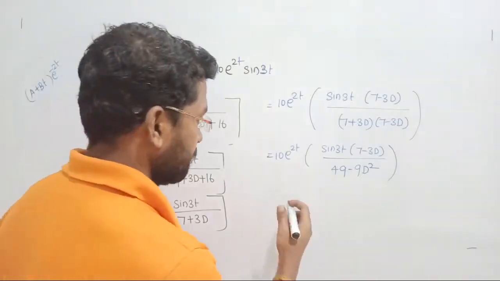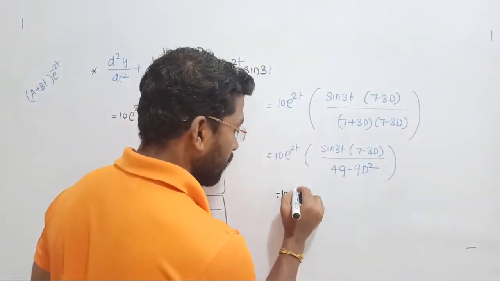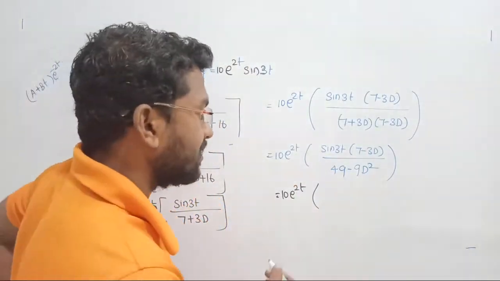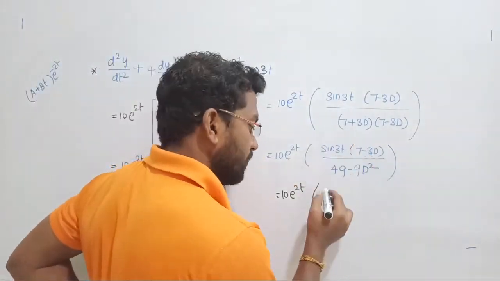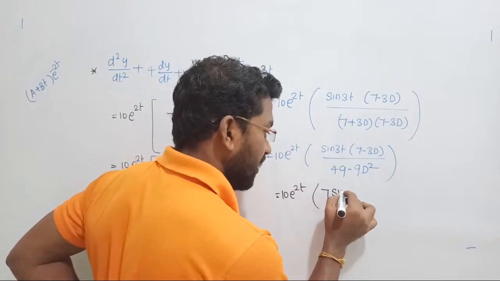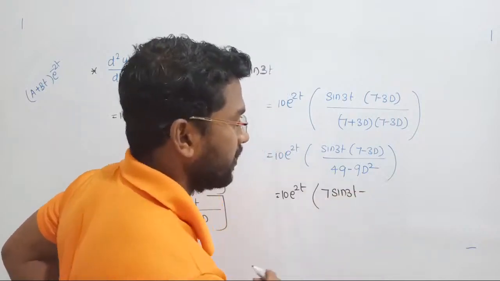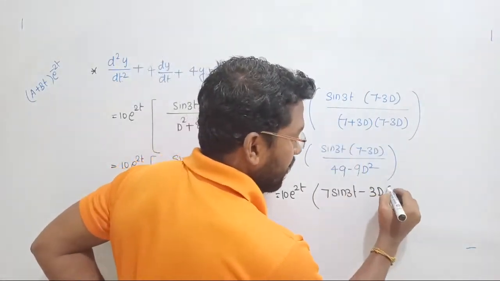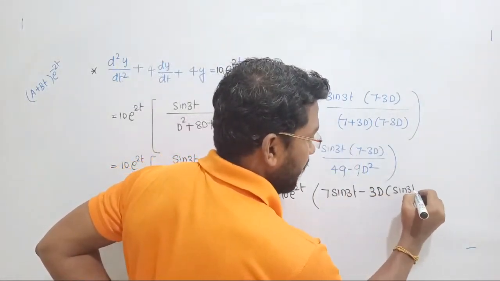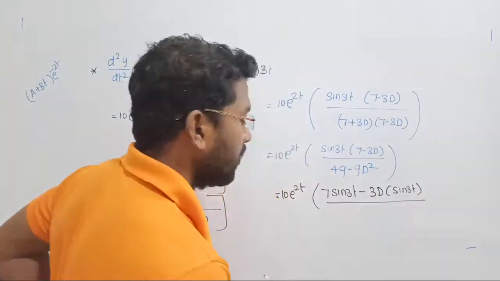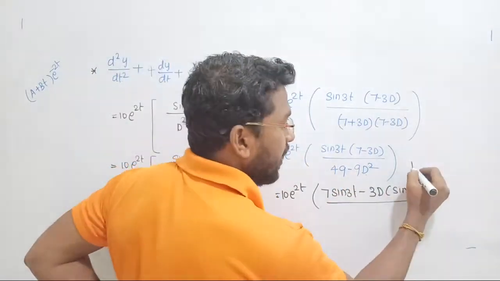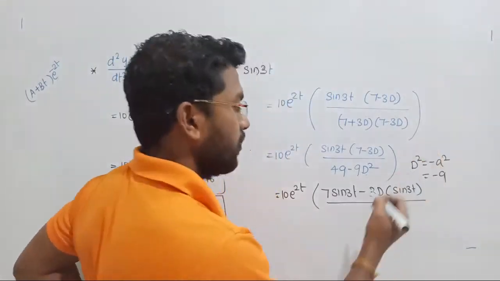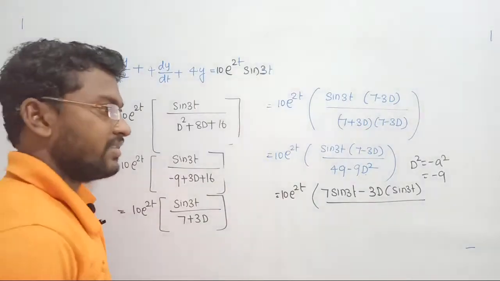Yes. Let's proceed. In the next step it is going to be 10 into e power 2t in bracket. Let's open up the brackets first. Guys listen, this bracket open பண்ணிக்க, 7 times of sin 3t will become 7 into sin 3t exactly, minus 3 into d into sin 3t, 3d into sin 3t, right? In the denominator d square will be replaced by minus a square, that is minus 9. Do you all agree with me? Yes, that's the correct answer.